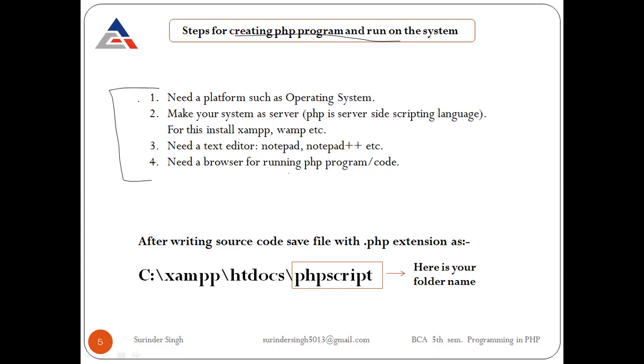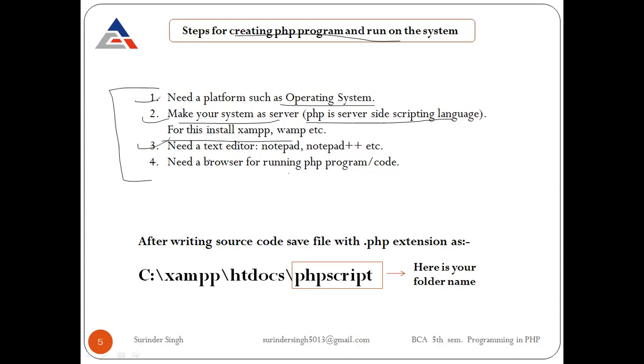First, we need a platform such as an operating system like Windows, Mac, Linux, Unix. Clear? Second is to make your system a server. Why do we need this? Because PHP is a server side scripting language. The code of PHP will run on the server and then it generates a simple HTML file, which is forwarded to the client machine. As we saw in the previous lectures, to make your system act as a server, you need to install Xampp server. Clear?